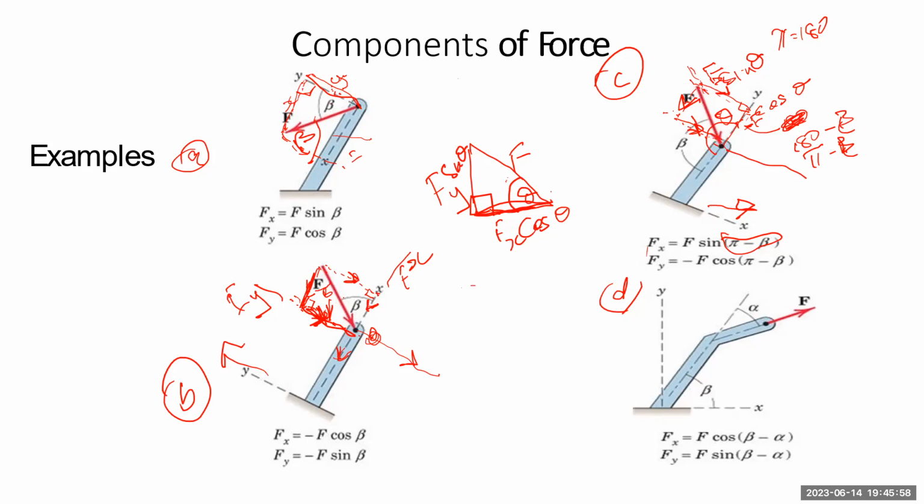Yeah. So this is adjacent and this is sine. So look at where the angle is. There are two focus I want the class to know.